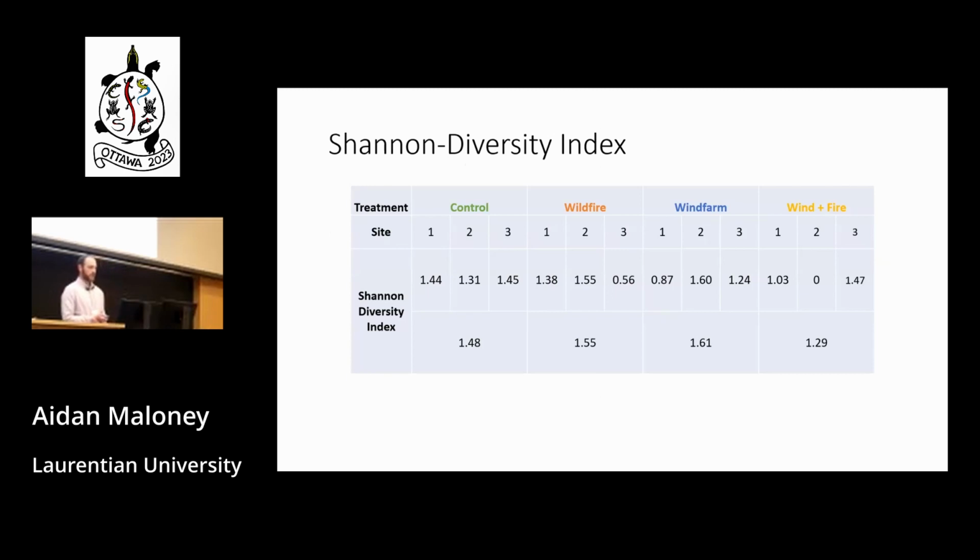These are all Shannon diversity index values for each replicate and treatment as a whole. This index takes community richness and evenness into account, with higher values indicating a richer and more even community composition. As you can see here, our wind farm treatment has the highest diversity index, followed by our wildfire, control, and then our wind plus fire double impact treatment.